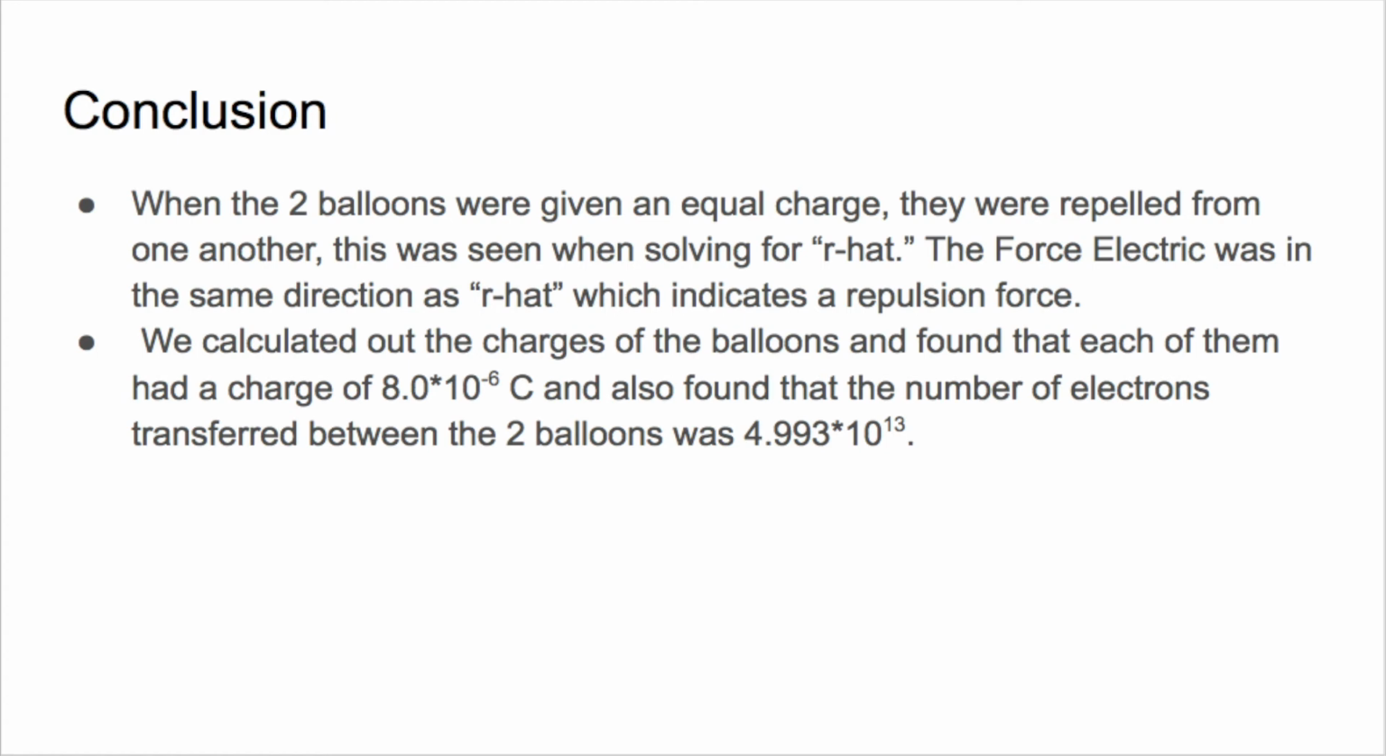When the two balloons were given an equal charge, they were repelled from one another. This was seen when solving for R hat. The electric force was in the same direction as R hat, which indicates a repulsive force. We calculated the charges of the balloons and found that each of them had a charge of 8 times 10 to the negative 6 coulombs, and also found that the number of electrons transferred between the two balloons was 4.993 times 10 to the 13th.